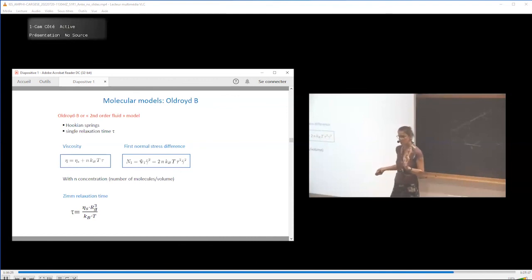For this type of polymers, a relaxation time that works well is the Zimm relaxation time, which has the radius to the power 3. So you can understand how the volume of each polymer comes in here. For a larger relaxation time, you will have a stronger increase in your viscosity. The first normal stress difference is written like that, and you can again see this quadratic dependence on the shear rate, made possible by the relaxation time that compensates for it.